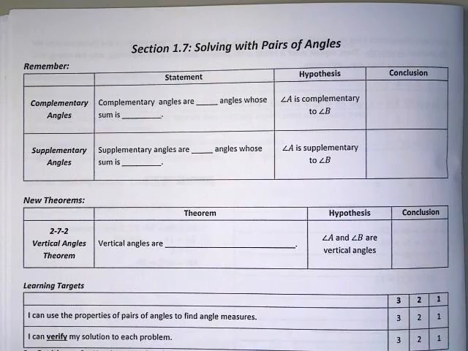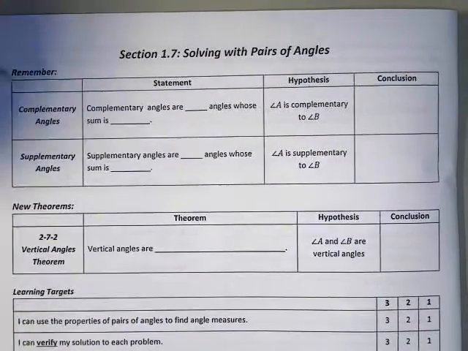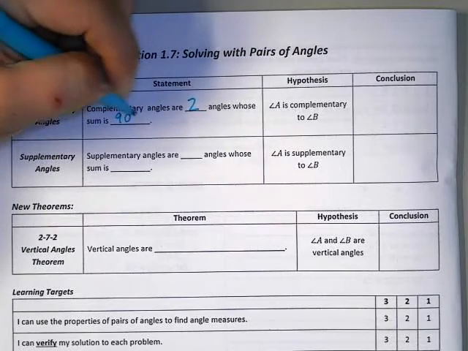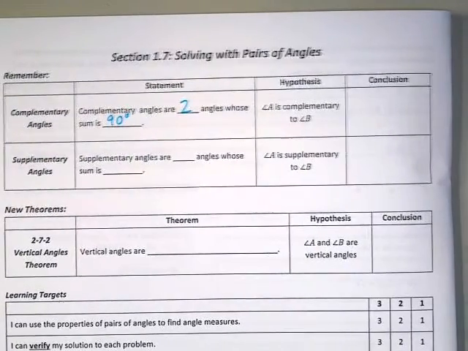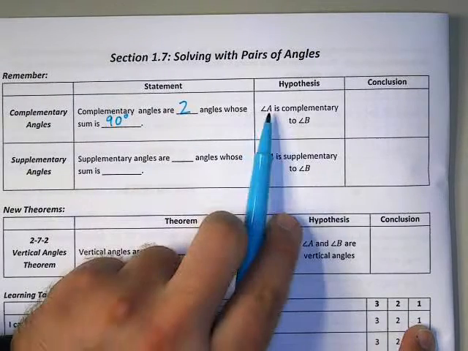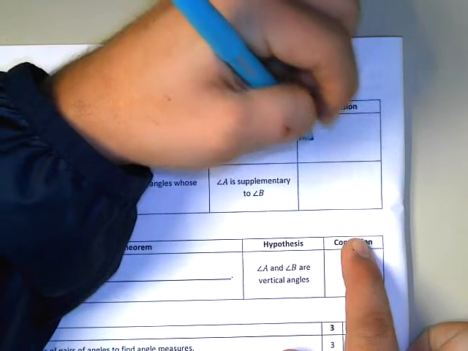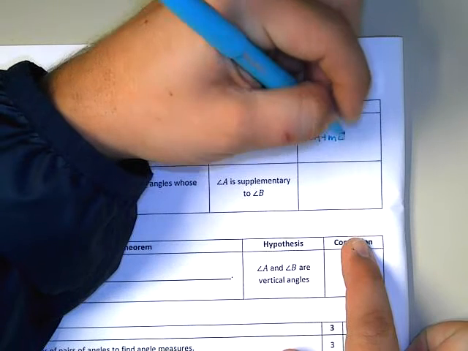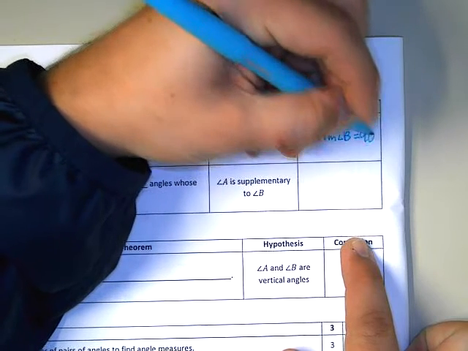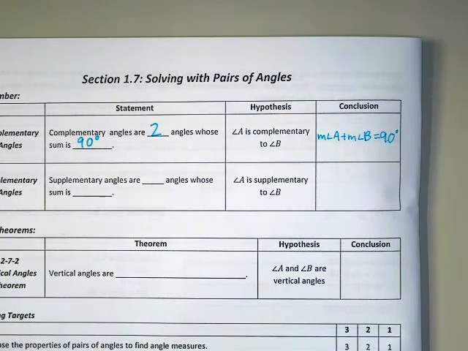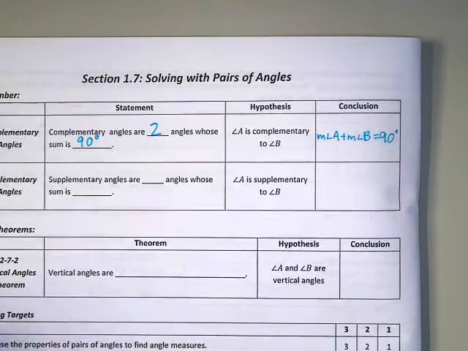So, complementary angles, we remember this. Two angles whose sum has to be 90 degrees. Which is just great, because now we know that if angle A is complementary to angle B, then the measure of angle A plus the measure of angle B must equal 90 degrees. If I know the two angles are complementary, then they have to add to 90, so measure of one plus measure of the other has to equal 90.